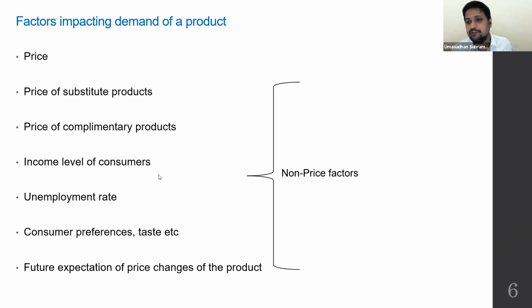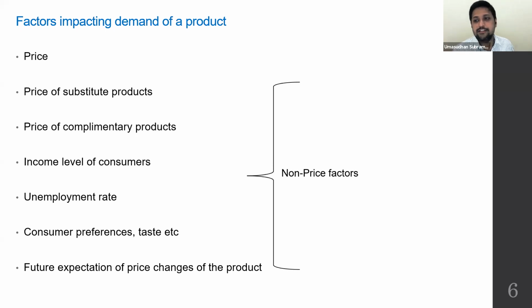Moving on to income level of consumers. Higher the income, higher the demand, lower the income, lower the demand, in terms of purchasing power of individuals. As income increases, purchasing power increases; income decreases, purchasing power decreases. Unemployment rate, how do you think that's going to have an impact on the demand? If the unemployment rate is higher, that's going to reduce the demand. That's exactly right. Lower the unemployment rate, higher the demand for a specific product.